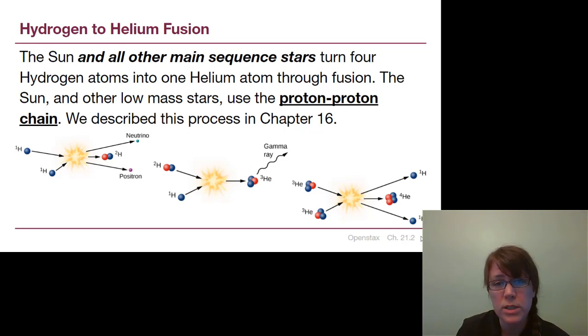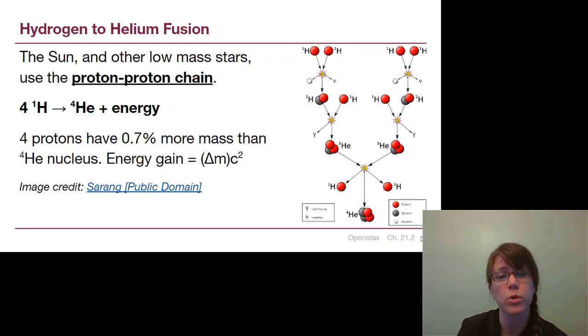We don't have to memorize the internal order, but what we did talk about was the fact that the end result is that 4 hydrogen atoms become 1 helium atom and energy is released. Back in chapter 16, we talked about what happened to those gamma rays and neutrinos, depicted here as the Greek letters gamma and nu. And we talked about the fact that this energy is coming out because there's actually less mass in that helium atom than there was in the 4 hydrogen atoms.